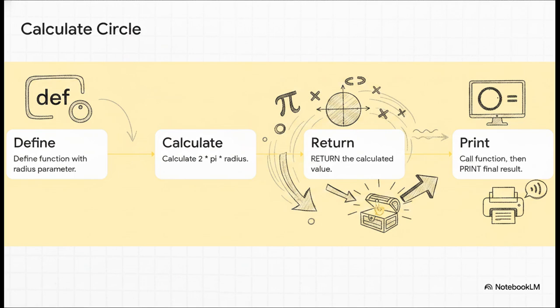Let's map out the complete journey of our data with a great example from CodeChef, calculating the circumference of a circle. Step 1, we define the function and give it the radius. Step 2, behind the scenes, we do the math: 2 times pi times the radius. Step 3, we return that calculated value completely out of the function. And finally, step 4, out in our main program, we capture that value and print the final result for the user to see. See how they work together? Return does the heavy lifting in the background, and print acts as the final messenger.